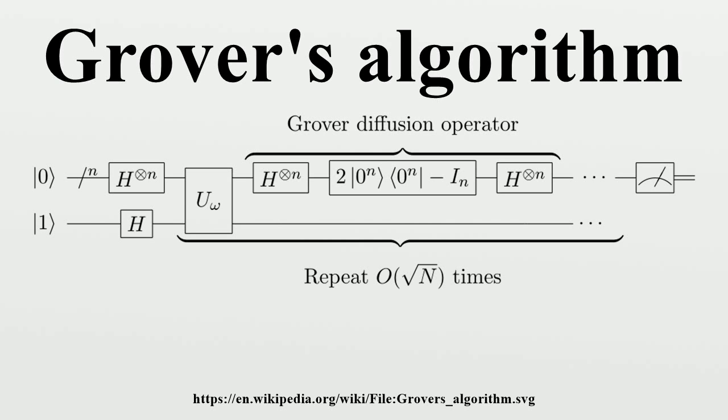Extension to space with multiple targets. If, instead of one matching entry, there are k matching entries, the same algorithm works, but the number of iterations must be π/4 times the square root of N/k instead of π/4 times the square root of N.